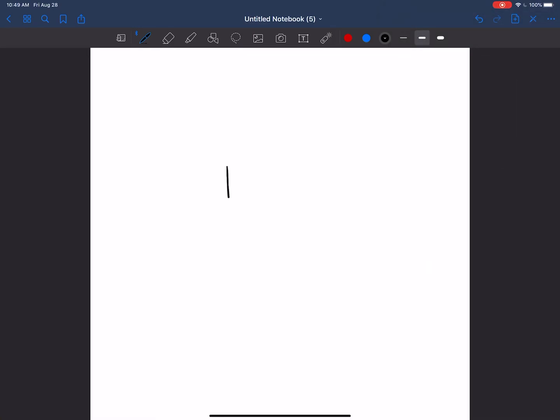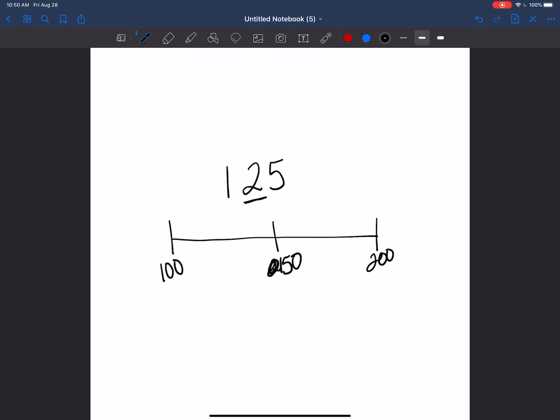Your number is 125. The very first thing I need to do, draw that number line, draw my benchmarks, and my midpoint. I'm rounding to my nearest tens today, so I'm going to underline that tens place. I am not changing the hundreds, so I know 100 will go on my lower. And what comes after 100 when counting by hundreds, 200. And on my midpoint would be 150, because 150 is halfway between 100 and 200.